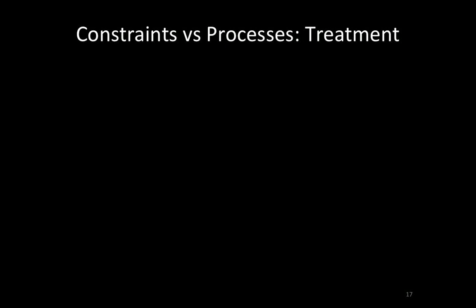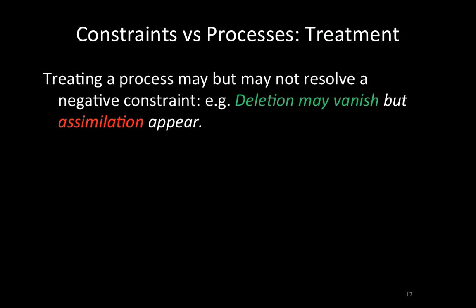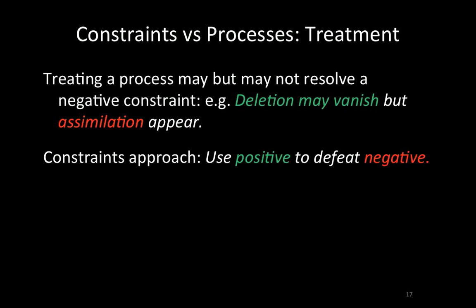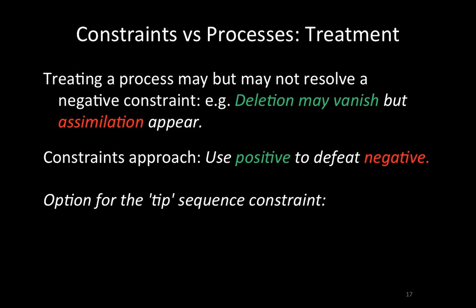How does this relate to our treatment? Treating a process may, but may not, resolve a negative constraint. For example, the person may decide, well, I'm not going to delete the P anymore. That may vanish. But what if I was to do an assimilation and just say pip instead of tip? That would be okay. Well, would it? Constraints approach uses the positive to defeat the negative.